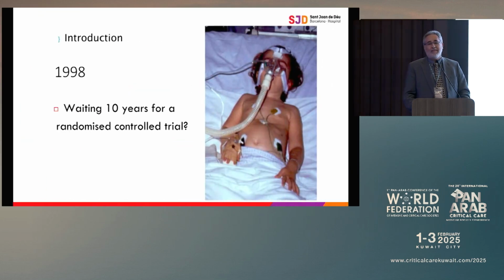The story begins more than 25 years ago. This is Judith, a 2-year-old girl who has spinal muscular atrophy type 2. She was admitted because of a respiratory infection and failed extubation twice. So the solution was, let's go for tracheostomy. The parents refused. They said, we are not going to allow our child to be connected to a ventilator through the neck for all her life. We went to the ethical committee to ask for support to save the life of the child, and the ethical committee agreed with the parents.